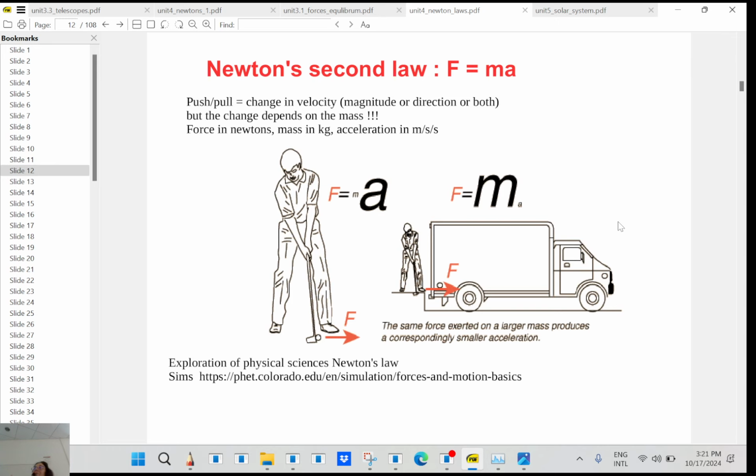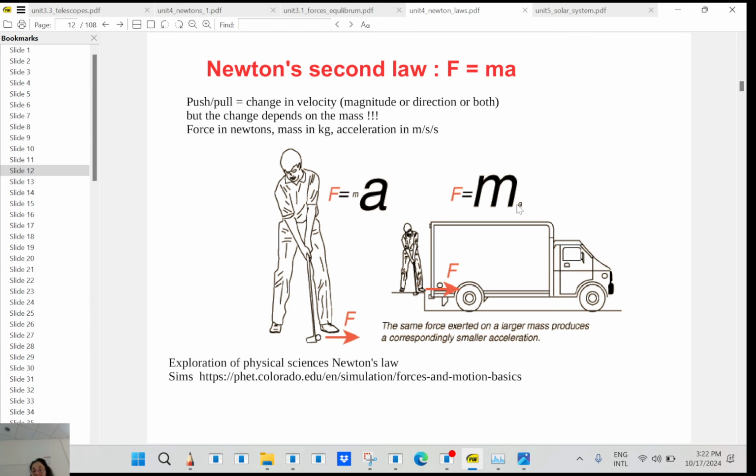So that was the first law of Newton. Second law of Newton, F equals ma. You already know that. As long as there is a net force, there will be an acceleration. How much acceleration you get depends, of course, on the mass. If you have a small mass, for the same force, you're going to have a huge acceleration. If you have a huge mass, you're going to have a small acceleration.